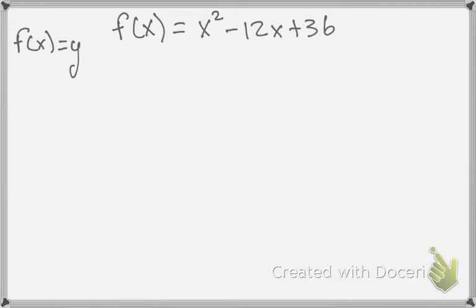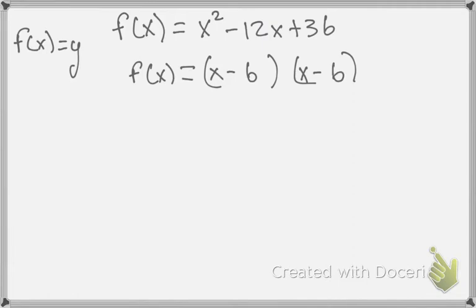We are going to rewrite our parentheses in order to factor. So we take the square root of the first term, so that's x, and put it in both parentheses. We take the sign of the second term and put it in both parentheses, okay? And then we take the square root of the third term and put it in both parentheses as well, okay? And here we are with our perfect square trinomial factored, okay?